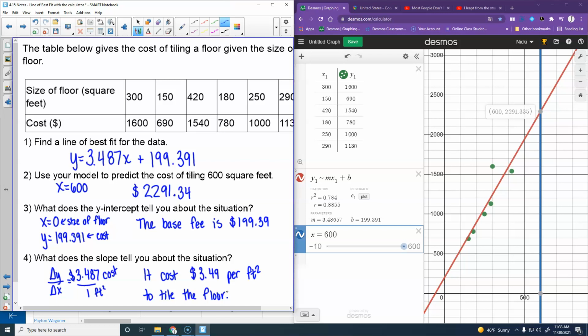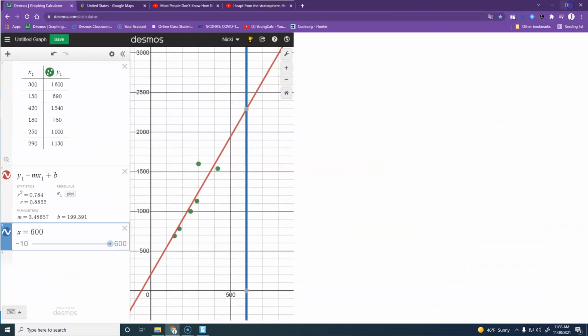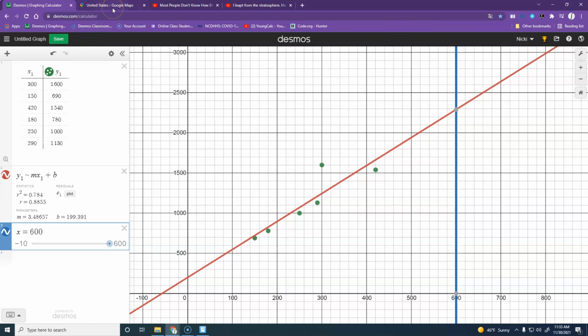That's our general idea. Okay, so if you finished the warm-up, there is no homework. If you did not finish the warm-up this morning, I want you to finish that at home tonight, okay?